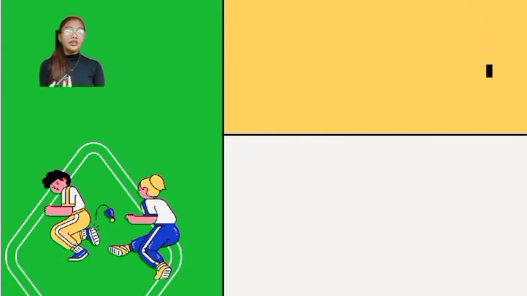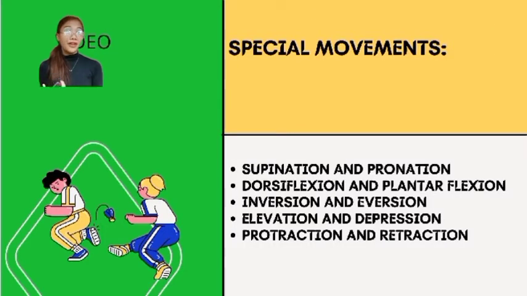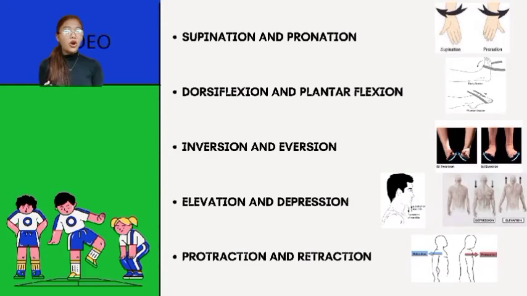Proceed naman tayo sa special movements. We have also the special movements. First is supination and pronation. Supination is rotation of the radius in a lateral direction or moving in a sideways direction, leaving thumbs pointing away and palms up or forward. Ganito, palms up forward. And then pronation is the medial rotation of the forearm, leaving palms backward and thumbs toward the body.